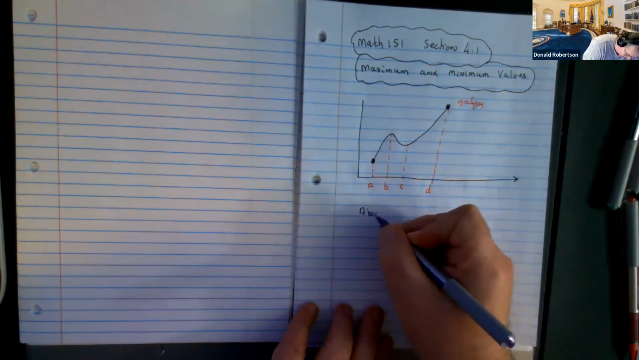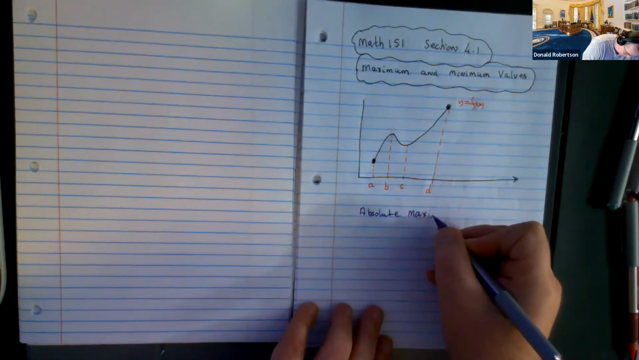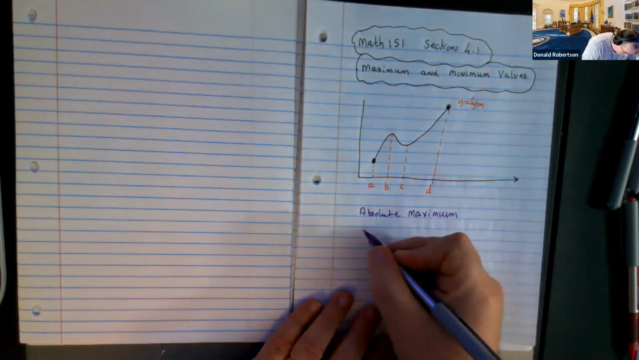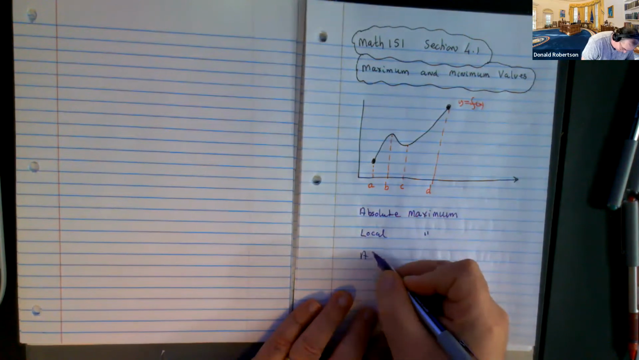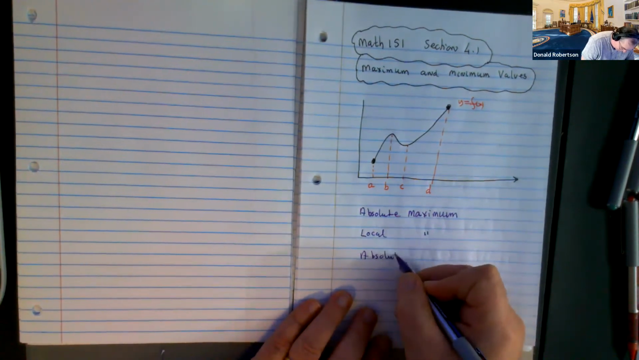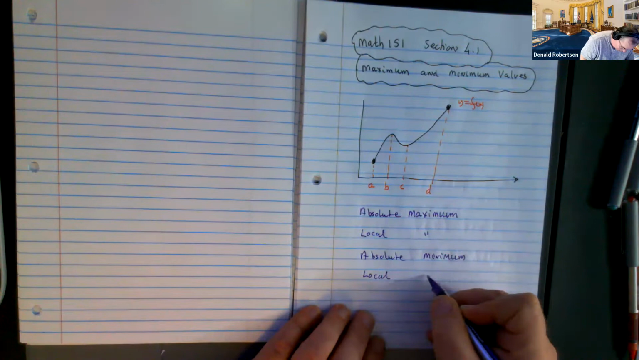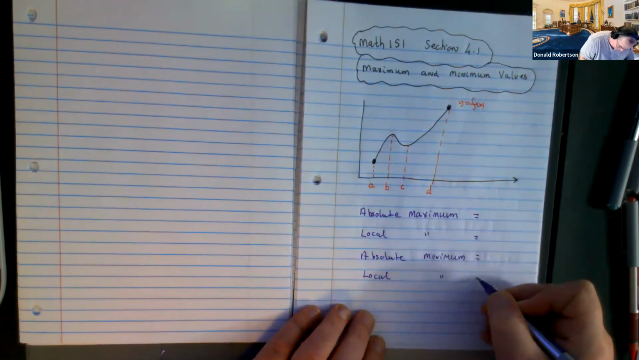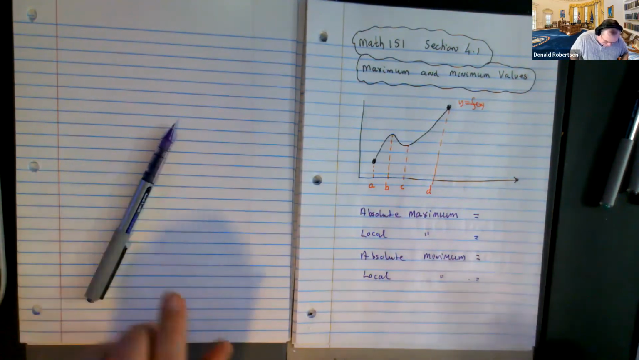There's a guy called an absolute maximum. And there's another guy called a local maximum. And then there's an absolute minimum. And then there is a local minimum. So there are actually 4, 2 of each. 2 types of maximums, 2 types of minimums.